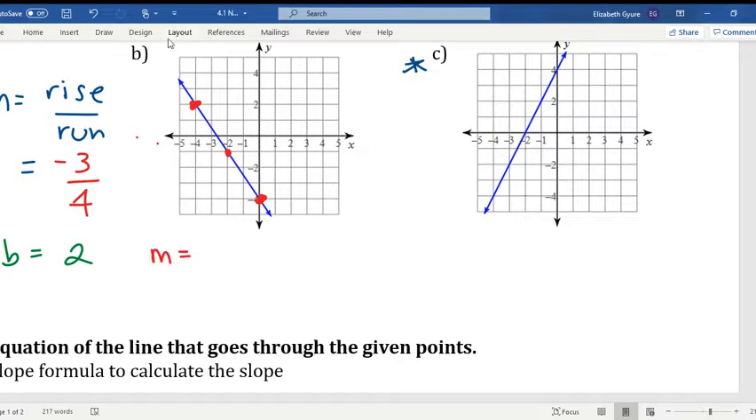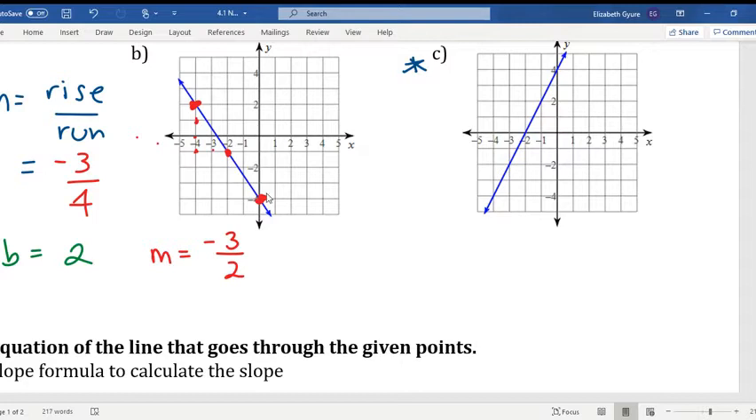So I'm going to start all the way on the left here. Should I count up or down? Down. Down 1, 2, 3. So that would be -3 because I counted down. And then should I go left or right? Right. 1, 2. Would that be a positive or a -2? Positive because I went to the right. Okay. So I went down 3, right 2.